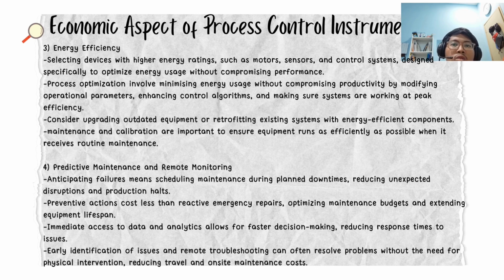Maintenance and calibration are also important to ensure equipment runs as efficiently as possible when it receives routine maintenance. So the last approach is predictive maintenance and remote monitoring. Anticipating failures means scheduling maintenance during planned downtimes, reducing unexpected disruption to production. Preventive actions cost less than reactive emergency repairs, optimizing maintenance budgets and also extending equipment lifespan.